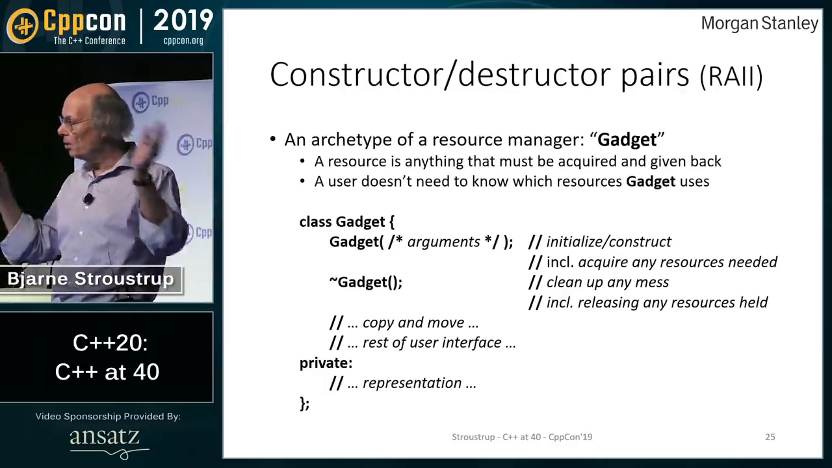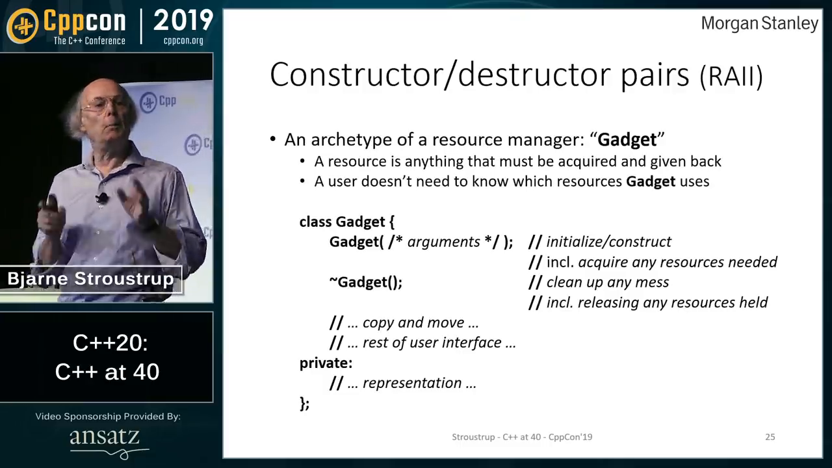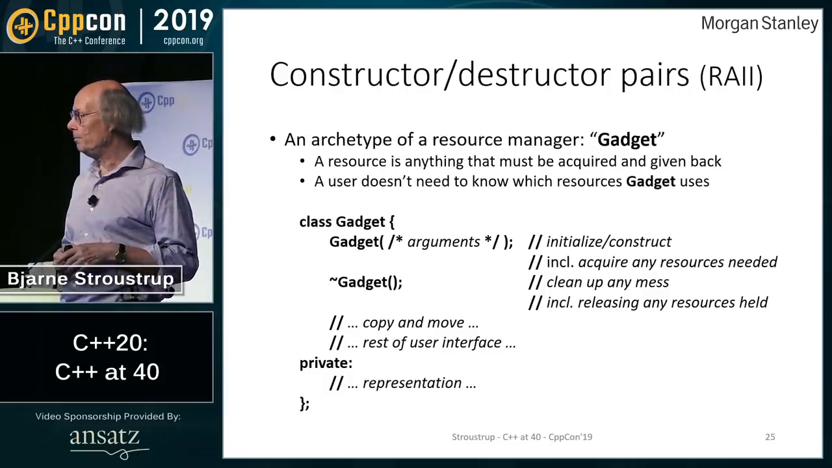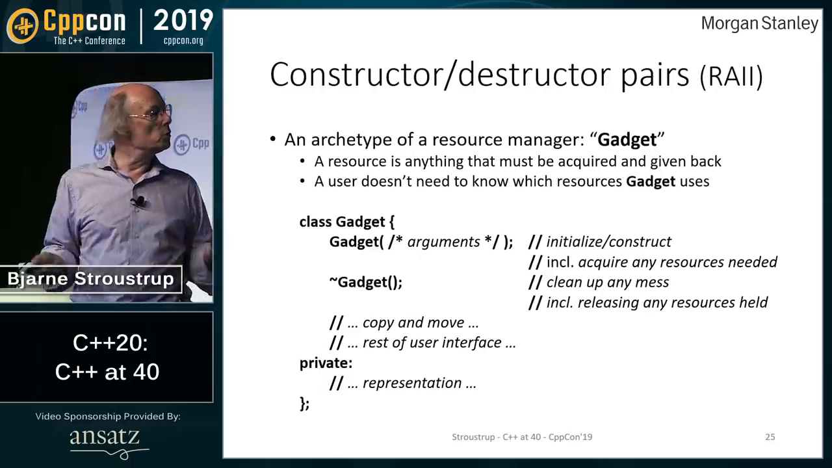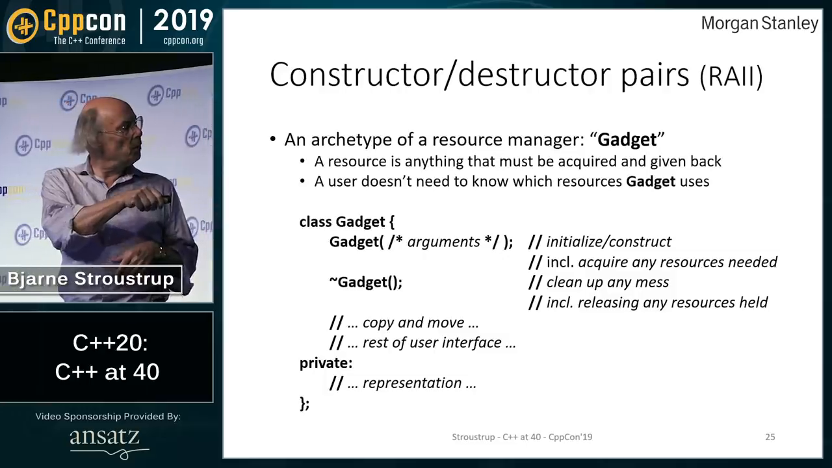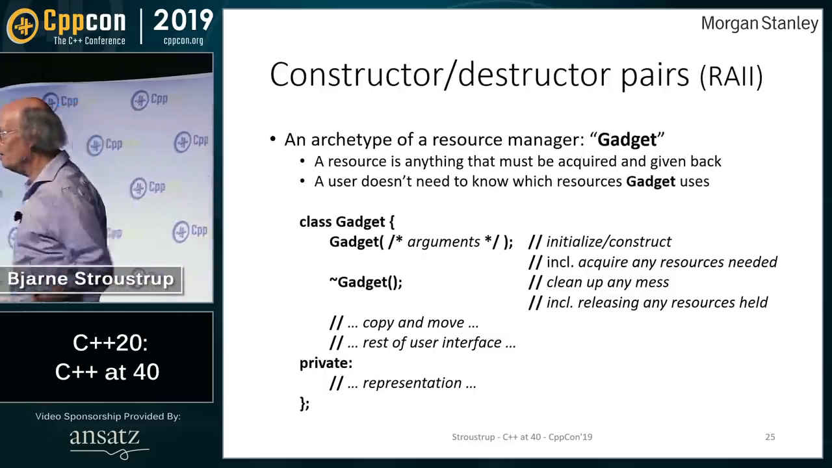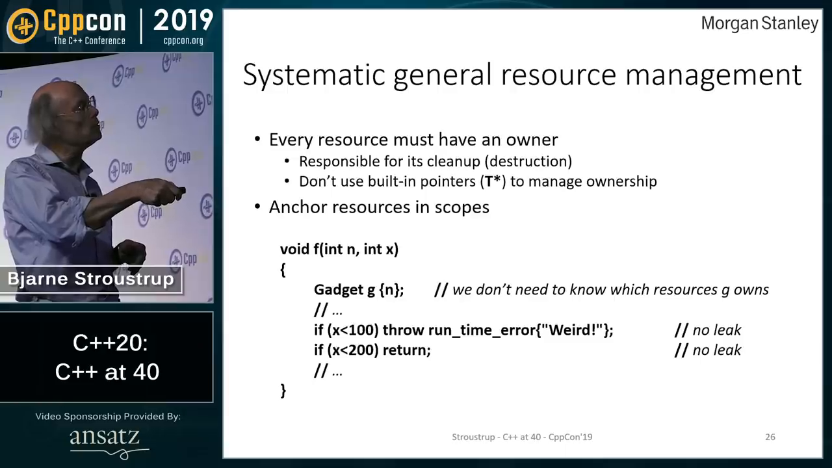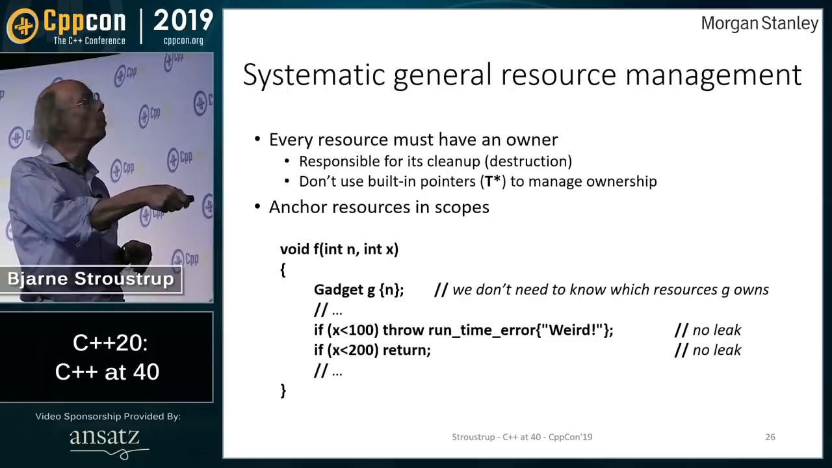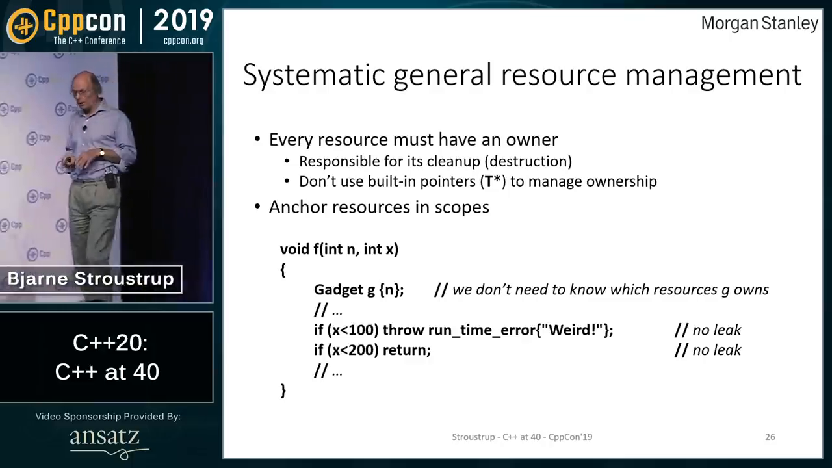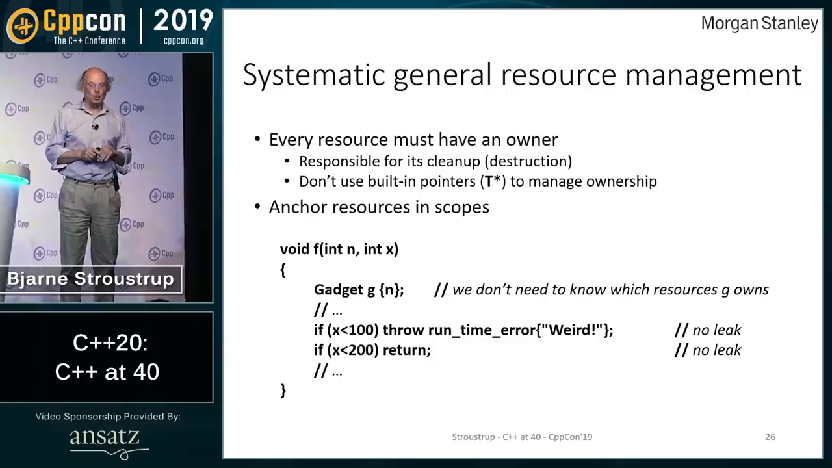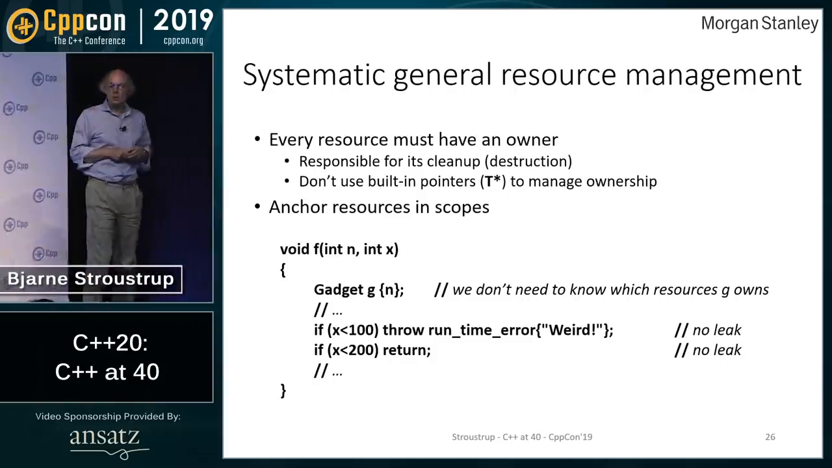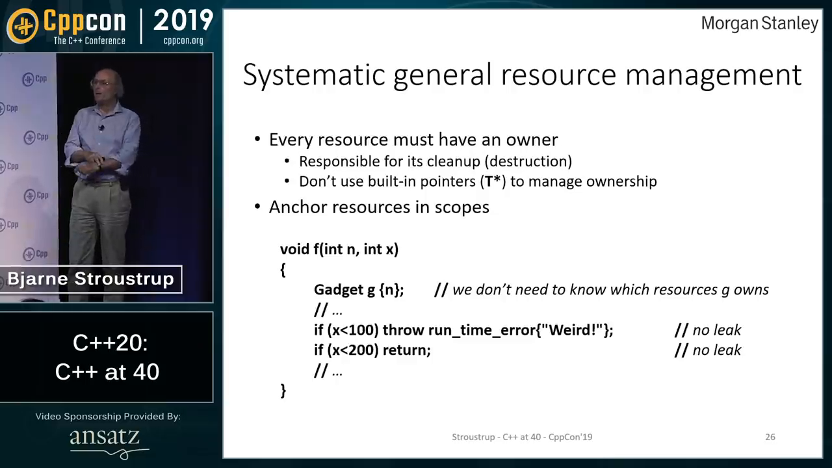Memory, file handles, locks, I don't know. And you know, most of the time, I don't have to know and I don't have to care. Because once we're finished, it cleans up its own mess. This is important. We can copy, move them, give it a good user interface. And then the next level of abstraction down here is, of course, represented in terms of something else. This is fine. And if we have a local variable like this, that's a gadget, if I throw an exception, if I return from the middle, if I fall down the bottom, I know that whatever messes that might be will be cleaned up. So basically, if you have every resource owned by an owner like Gadget, then the cleanup, the destruction, happens automatically. You don't have to worry about it.